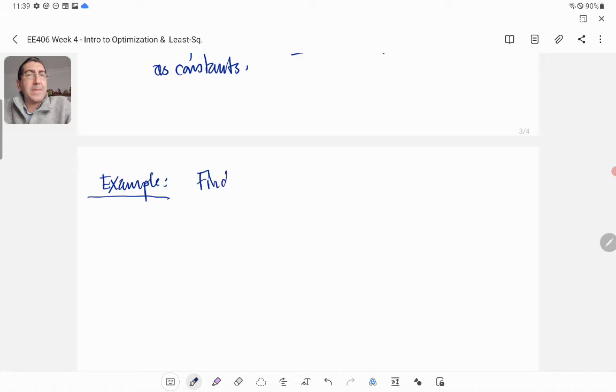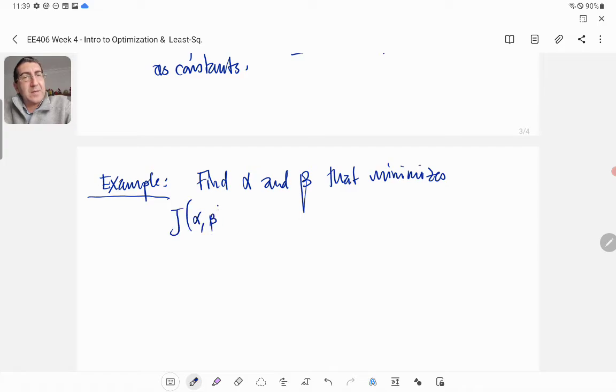Find alpha and beta that minimizes J of alpha and beta. The objective function is 2 alpha square plus beta square plus 2 alpha beta minus 5 alpha.